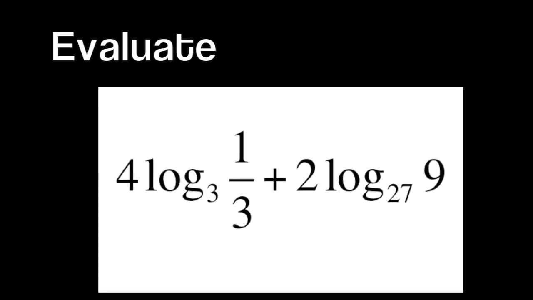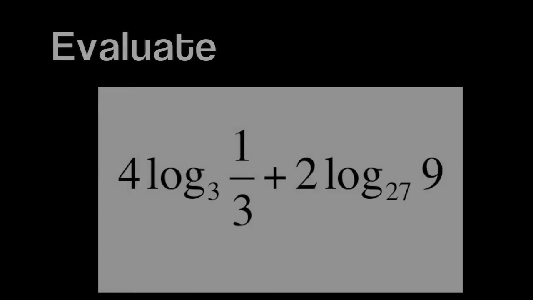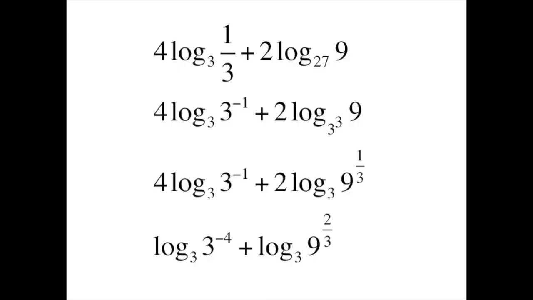In order to evaluate this problem, first you must rewrite parts of the log so that we can use the properties. You can start by making the logs have a common base. The argument of 1/3 in the first log can be rewritten as 3 to the negative 1, while the 27 in the base of the second log can be rewritten as 3 to the third. Then you can move the exponent 3 on the base as an exponent of 1/3 on the argument. Now that they have a common base, you can combine them using the product property. However, before you can combine them, you must move the coefficients on the log back as exponents of the arguments.